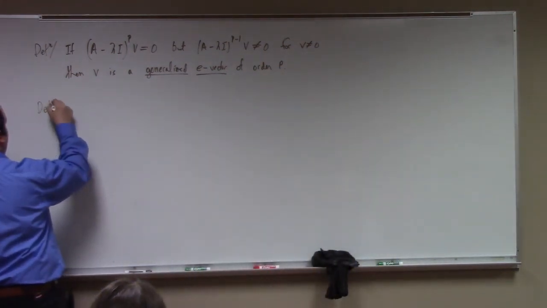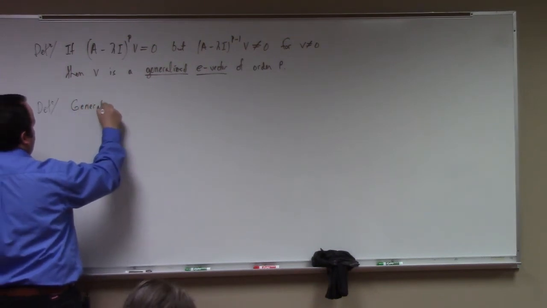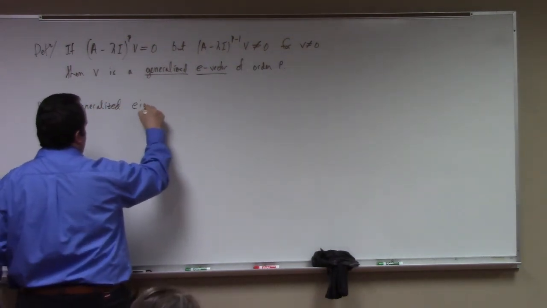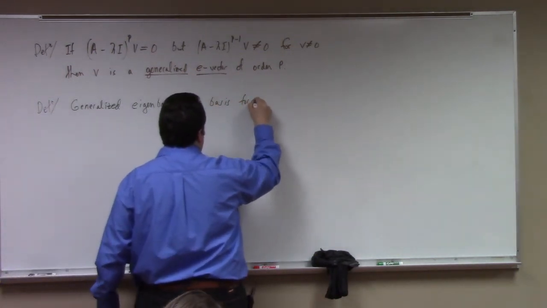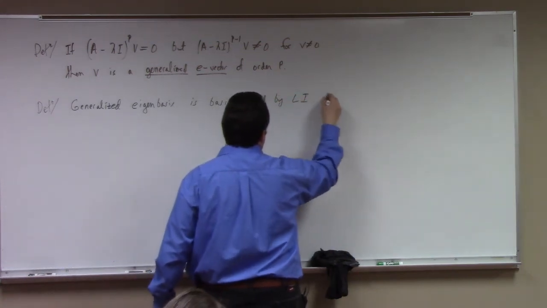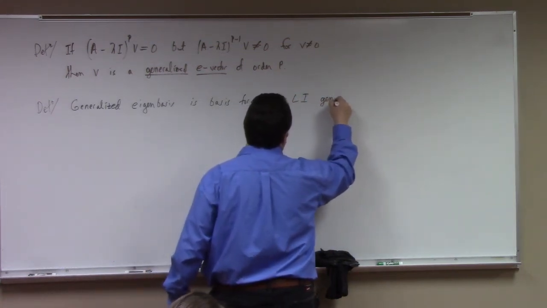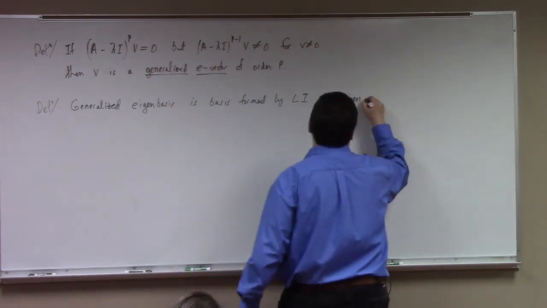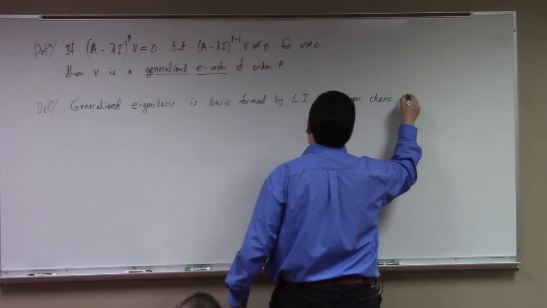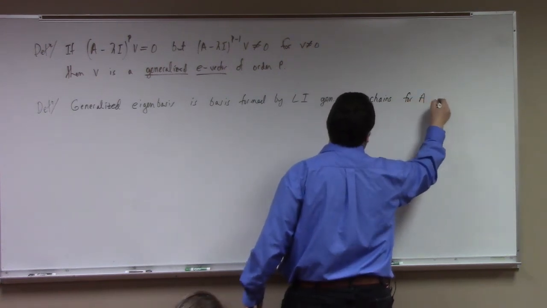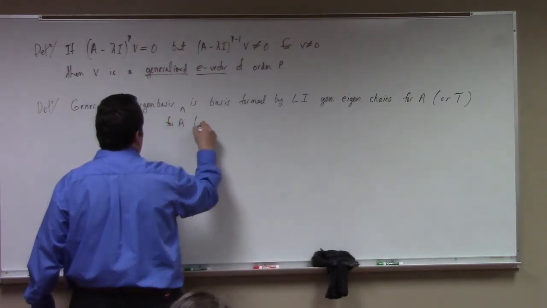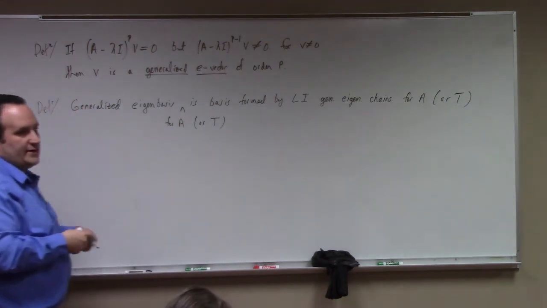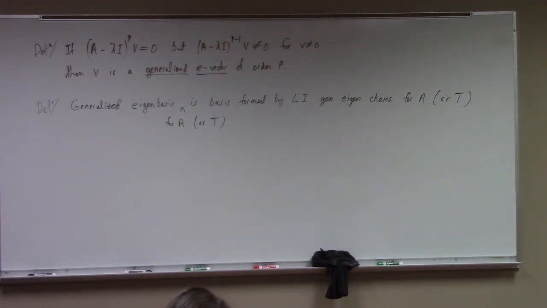So, definition: a generalized eigenbasis is a basis formed by linearly independent generalized eigenchains for A or T. Again, T being an endomorphism from V to V, V being a finite dimensional vector space, or A being an n by n square matrix over the field.